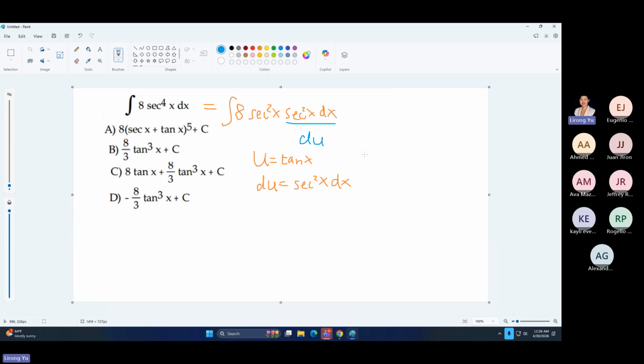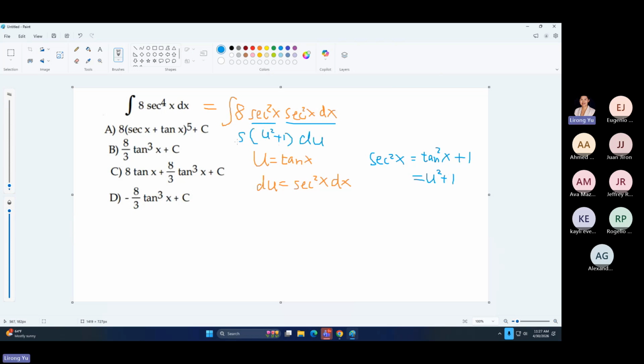We're replacing the variable with the function u. And then for this part, we want to write it out in terms of u. Because secant square of x actually equals tangent square of x plus 1. That's a trig identity. So that means this is equal to u squared plus 1. So what you observe there is this secant square actually equals u squared plus 1.